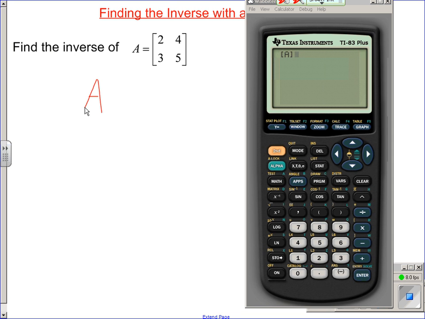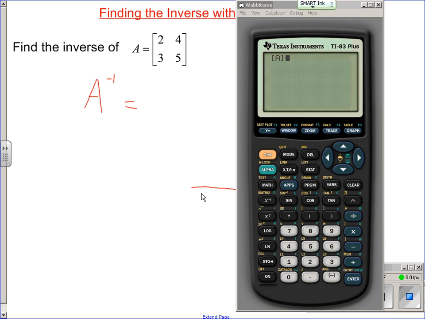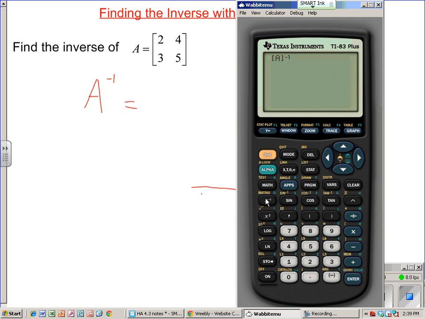So the notation is A inverse, that little -1 in the exponent position. The button that you're hitting for matrices, that x to the -1, right there. Whoops. Well, the arrow doesn't go over the calculator, but it's this x to the -1 button. You hit that, it puts that -1 there, you hit enter. There's your A inverse, okay? That's all you need to do to find the inverse.